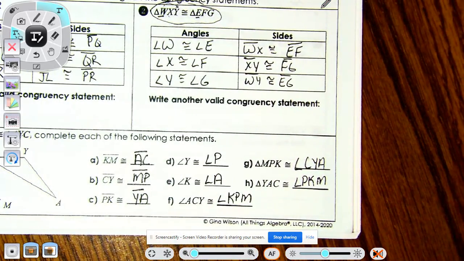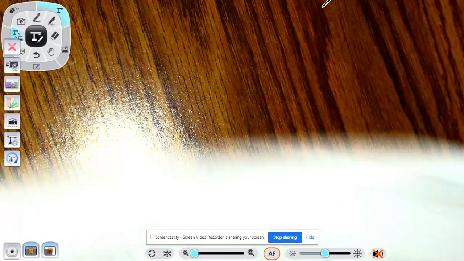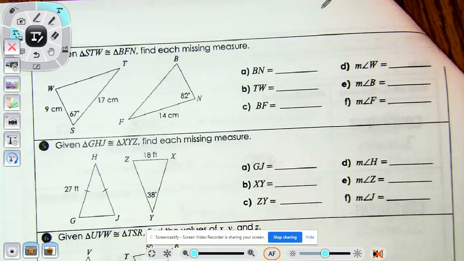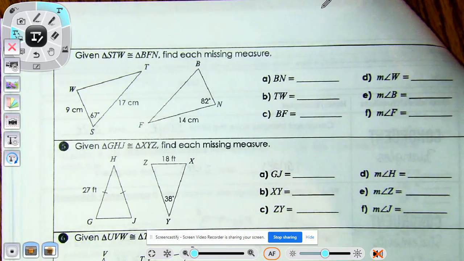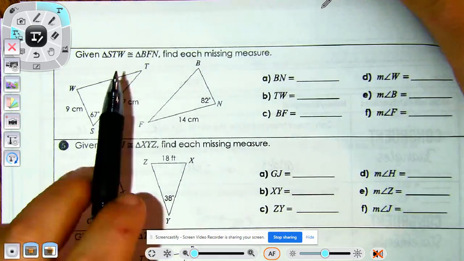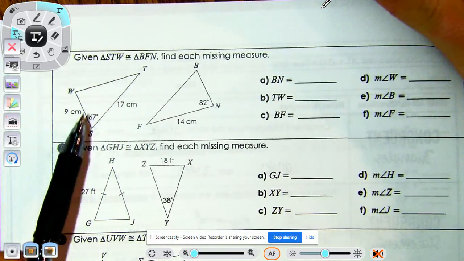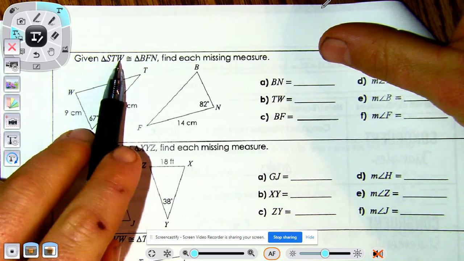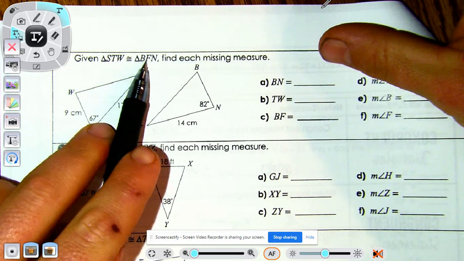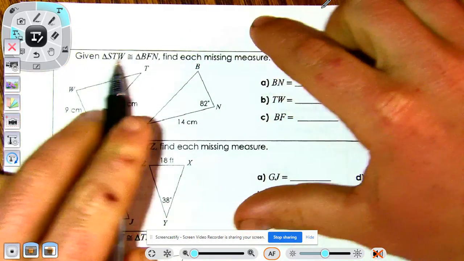All right, on the back. So now we're actually going to be applying this. There's a few different things you can do here when they give you a congruency statement. You can either always just work off of the congruency statement, or you could also come down and label this down here. So if they told me that STW was congruent to BFN, I would know that ST over here would be congruent to BF, the first two listed.